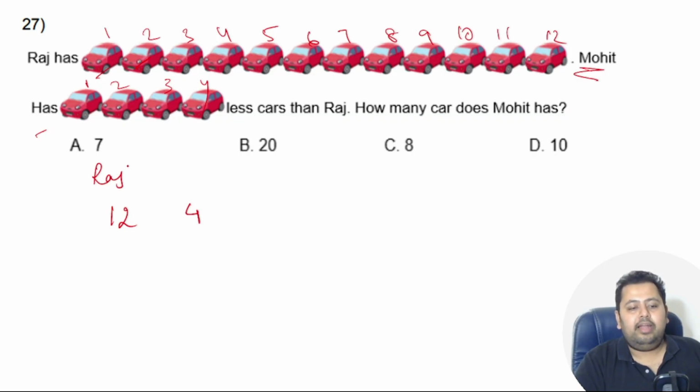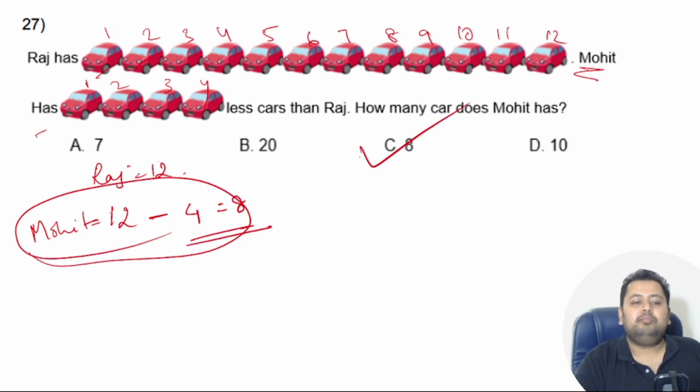So Raj had 12 toy cards and Mohit has 4 less. So this is 4 less than Raj, right? So Raj had 12, so this is 12 minus 4, that is 8. So Mohit had 8 cards with him. Option number C is the correct answer. Hope you got it correct.